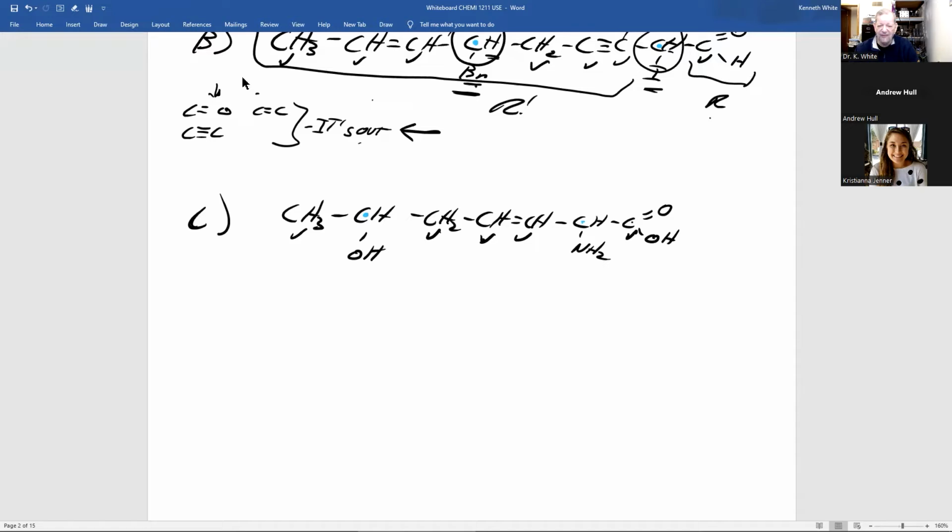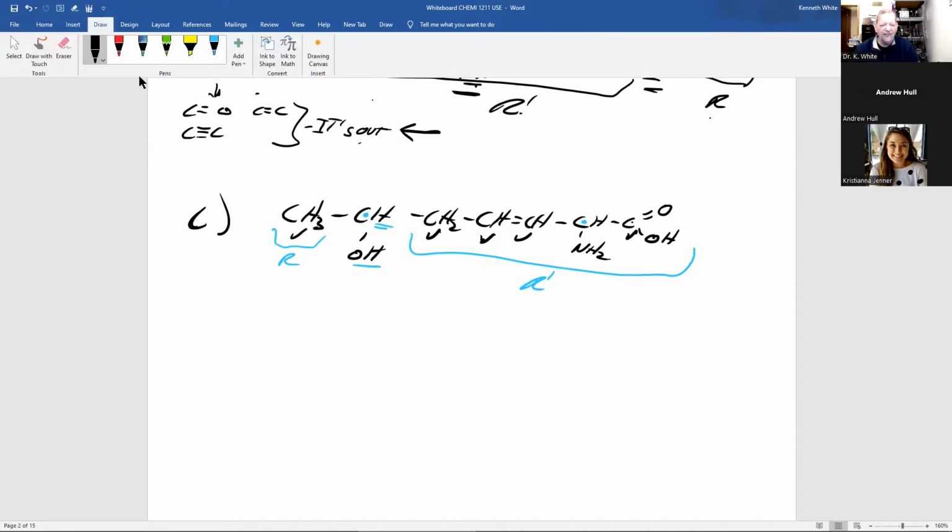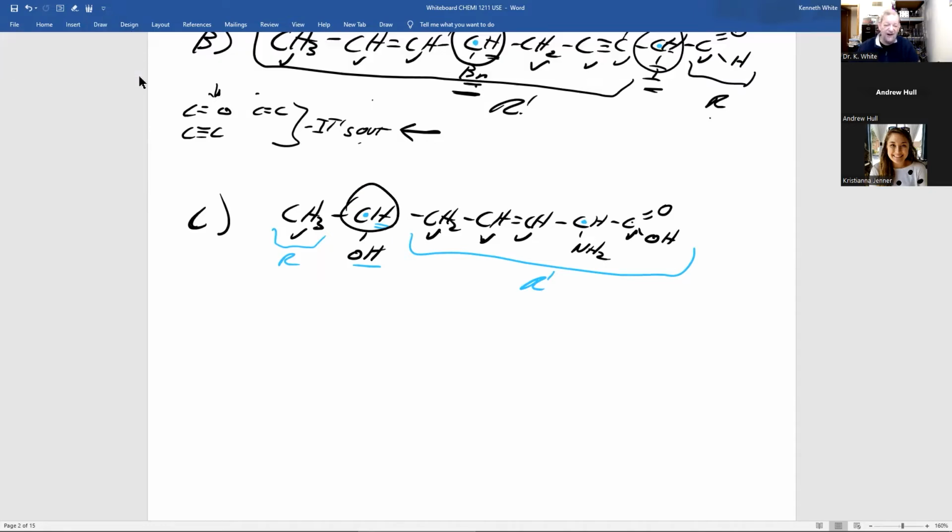So that leaves us with these 2 carbons to look at. Well, let's look at them. If I look at this carbon, it has a hydroxyl group, hydrogen, a methyl group, I'll call that R, and the rest of this R prime. And H, OH, R, and R prime are all different. Therefore, I'm going to circle that one because that's a chiral carbon.